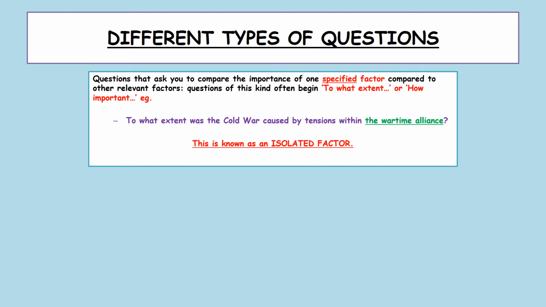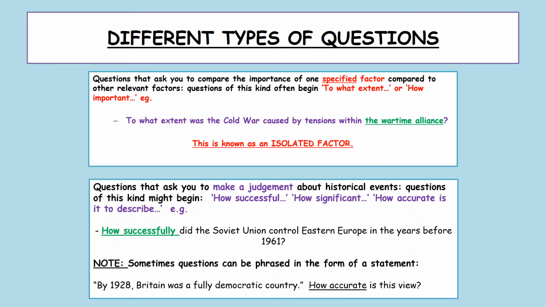Questions that ask you to make a judgment about a historical event might begin with "how successful," or "how significant," or "how accurate is it to describe." So for example, how successfully did the Soviet Union control Eastern Europe in the years before 1961? Now remember, sometimes those questions can be phrased in the form of a statement. So for example, by 1928, Britain was a fully democratic country. How accurate is this view?